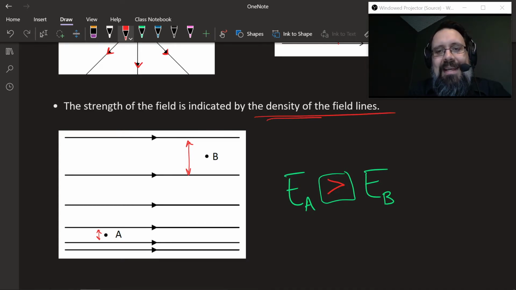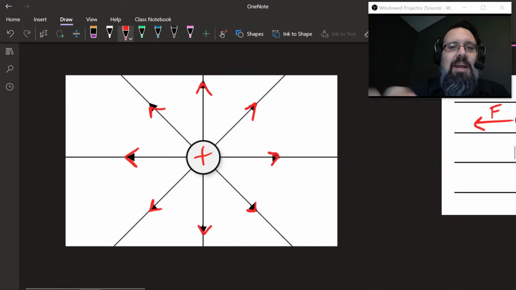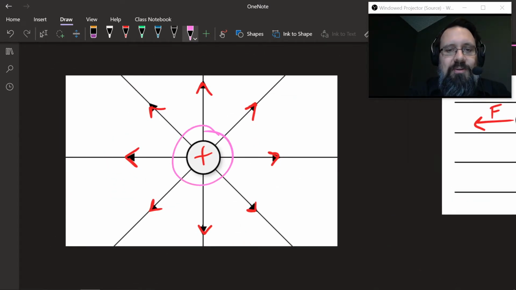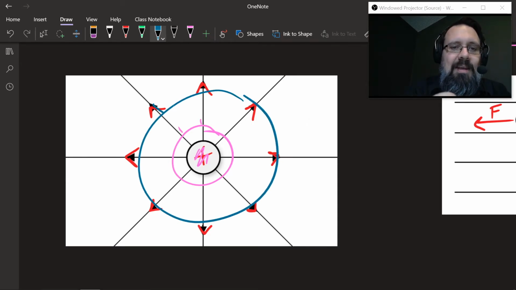So the density of the field lines tells you the strength. When the lines are closer, the field is stronger. When the lines are further apart or less dense, the field is weaker. You can see that here. As we get closer to the center positive charge, at this circular radius distance, the lines are really close together. Look at how close together these lines are. But then as we go further out, the lines get further apart.